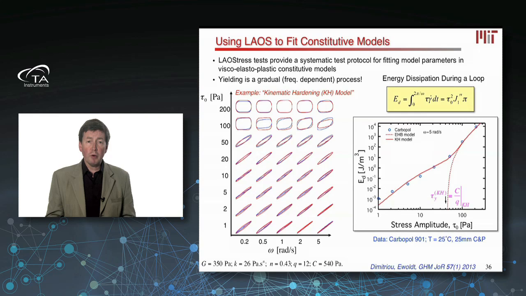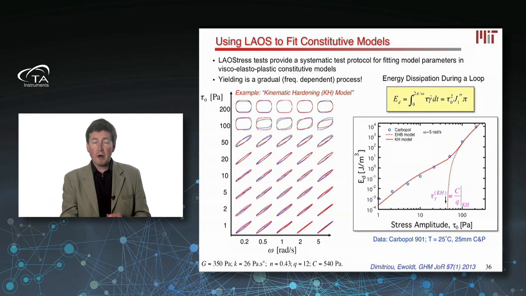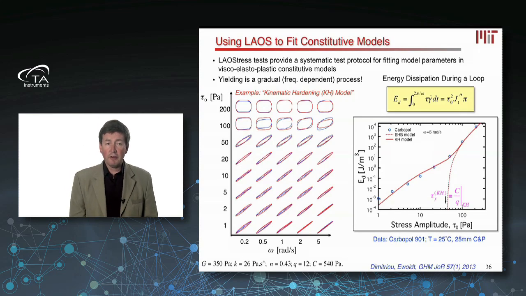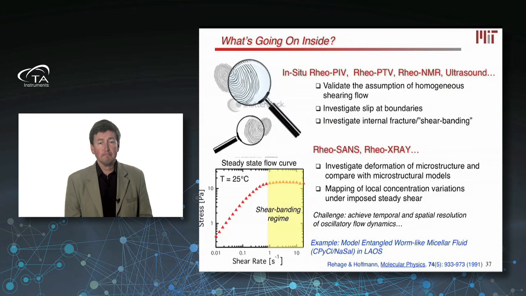If you were using a simple elastic model, that's shown as the dashed curve here, and you can see that below the critical stress, there's no energy dissipation. It's a perfect elastic solid, and that's a poor approximation for many real materials. So again, we can use this kind of data to calculate constitutive properties.